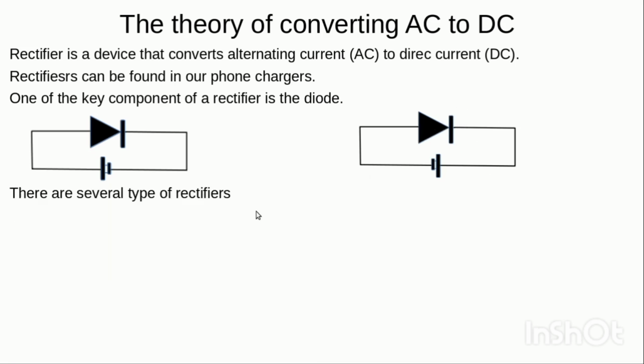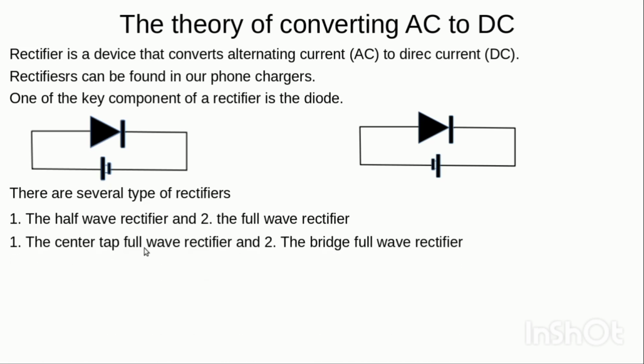Okay, so there are several types of rectifiers, right? Two of them in particular are the half-wave and the full-wave rectifiers. This full-wave rectifier does what we want. This one does not do what we want. Under the full-wave, we have two types: the center tap full wave and the bridge full wave. We have them in this form. Out of these two, we are going to discuss this one.